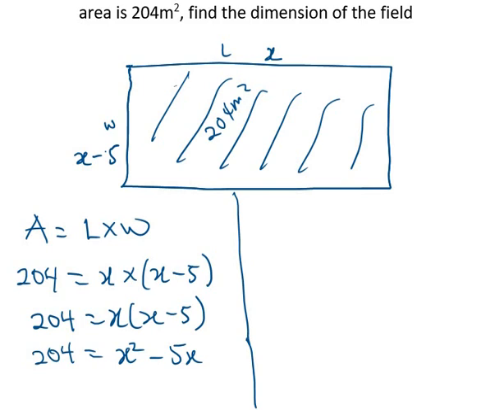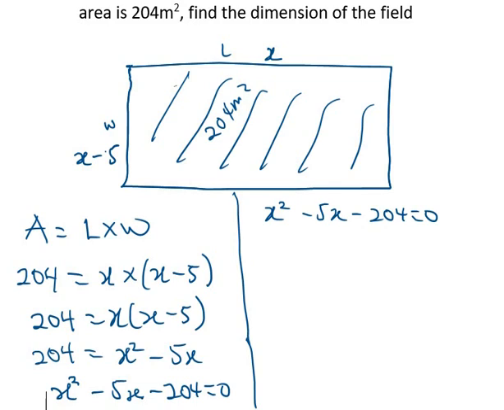Now we are getting a quadratic again, so it's a quadratic equation. Let's rearrange it and solve it. Rearranging it, I'm going to get x square minus 5x minus 204 equal to 0, because the 204 will cross to this side. I don't want the question to vanish, so let me write it here: x square minus 5x minus 204 equal to 0.